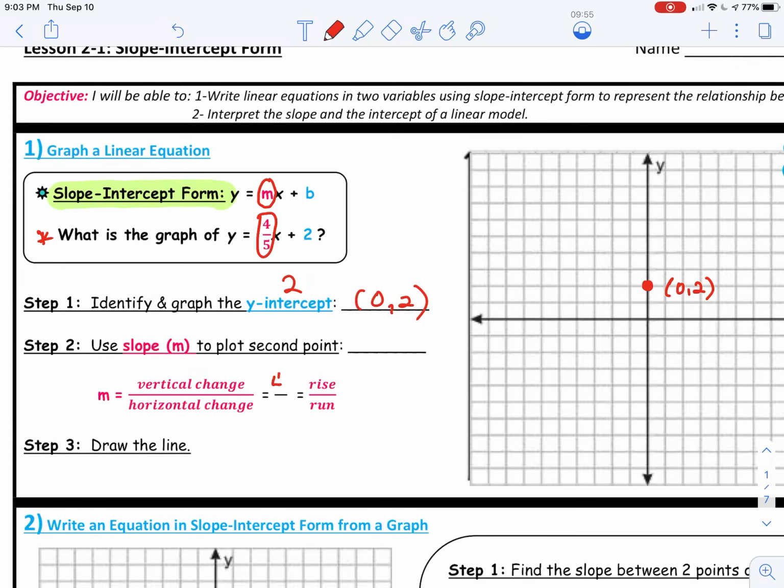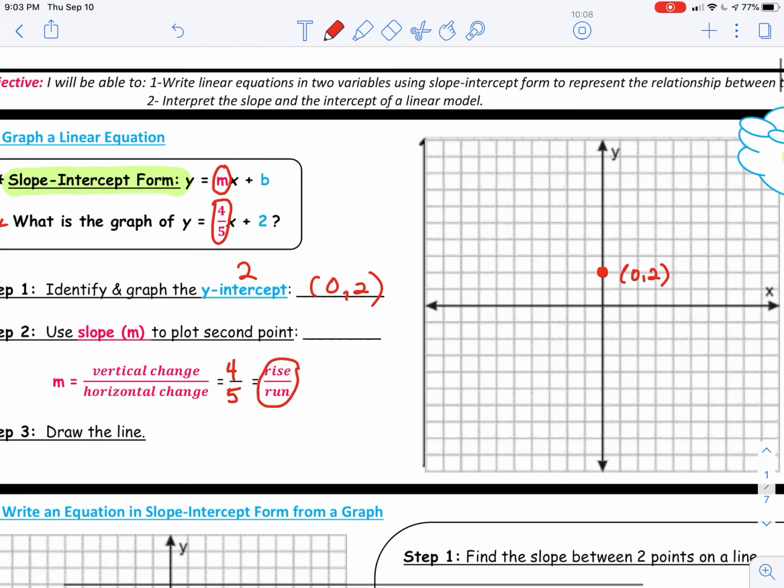So if our slope is 4/5, you want to fill that in. It's the vertical change over the horizontal change. It's also commonly known as rise over run. You're going to hear that a lot too. So let's see what that looks like.